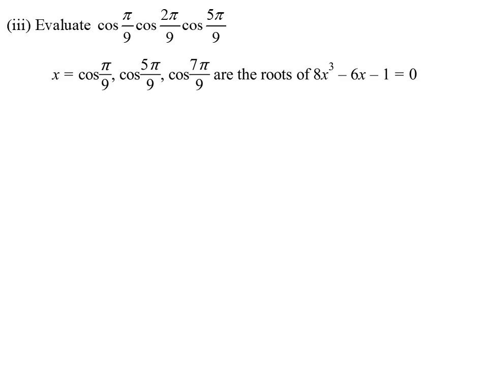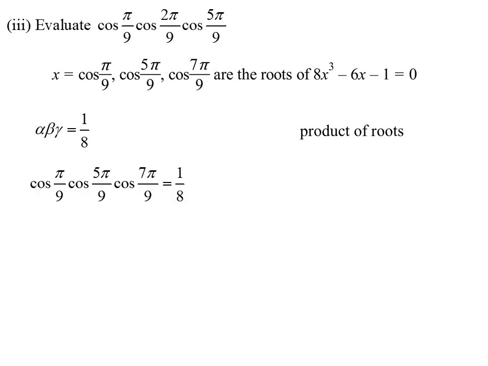I now know these are the three solutions, or in other words, the roots of the equation. I'm looking for cos times cos times cos. I've got roots that are in the form cos, cos, and cos. It makes sense to look at the product of the roots because that will create cos times cos times cos. If I look at that equation, it's 1 on 8. So I now know cos pi on 9 times cos 5 pi on 9 times cos 7 pi on 9 is 1 on 8. Not quite what we're trying to work out.